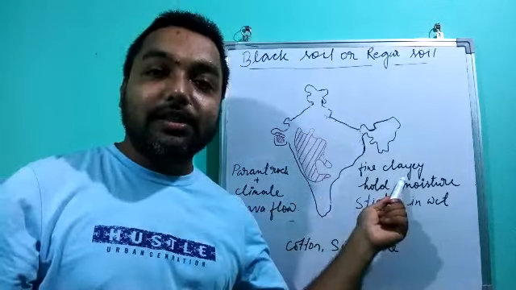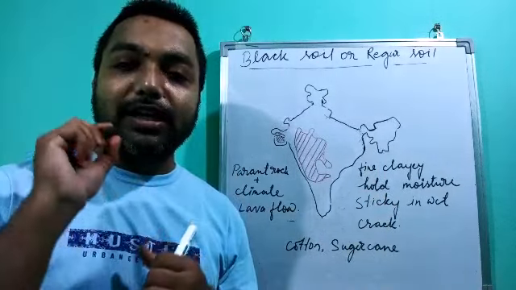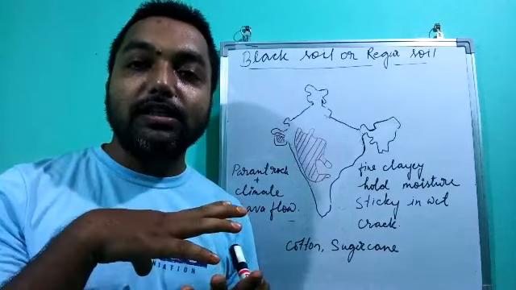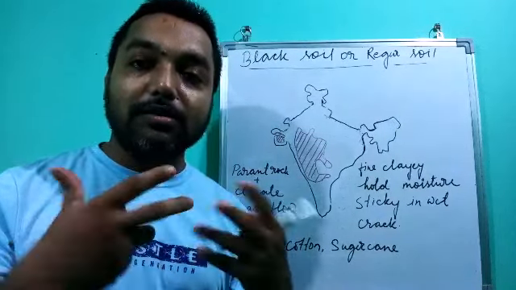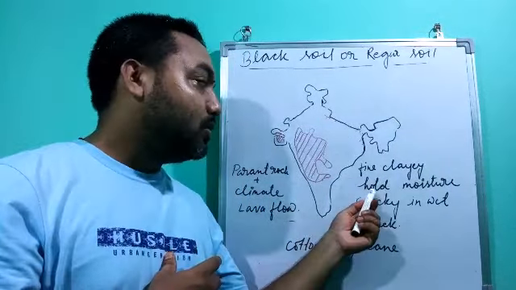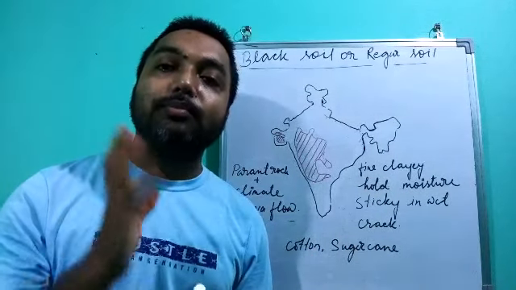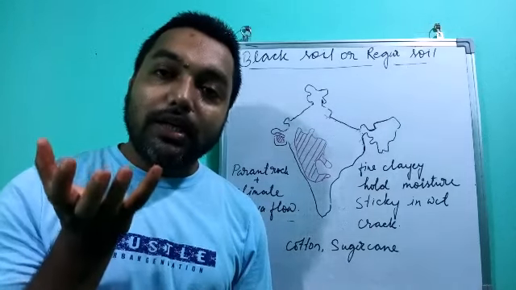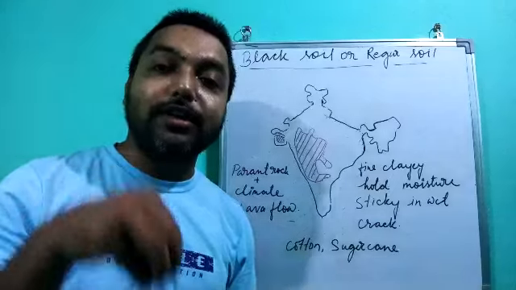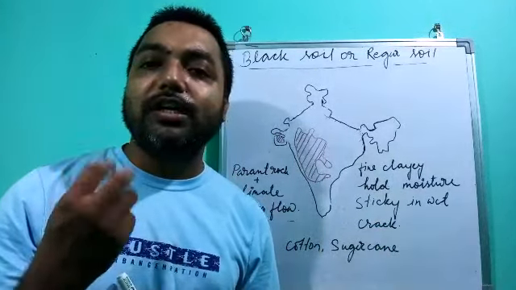Other characteristics of black soil: it is fine and clayey. Fine means very small in particle size, and clay means that when water is added to it, it turns into a very molten material. It can hold moisture, water, for a very long period of time, so water cannot easily go inside the soil. It is not very porous. Next, it is sticky. It becomes very sticky when it is wet.